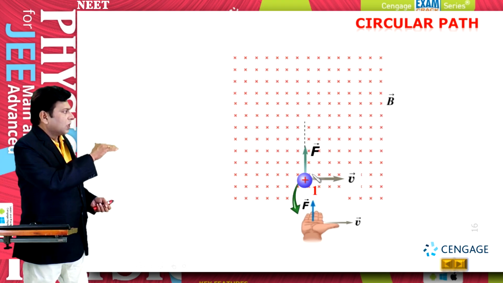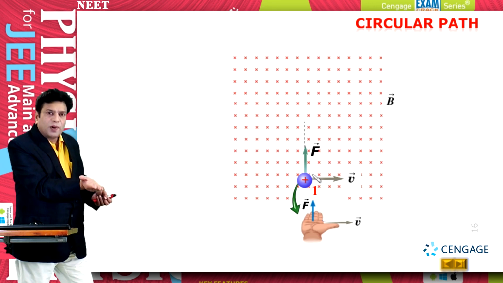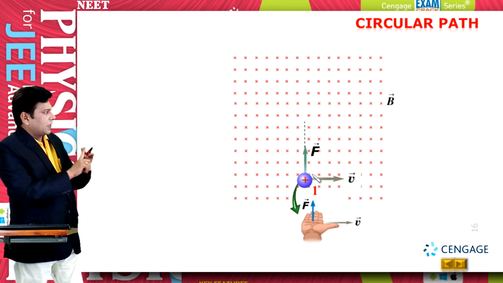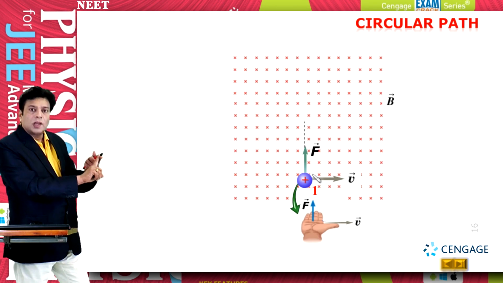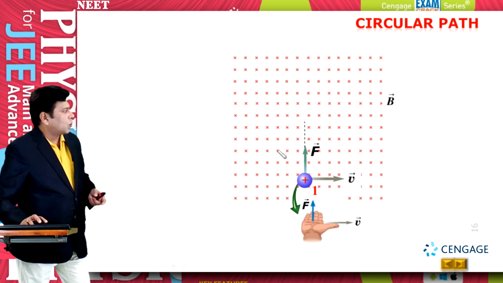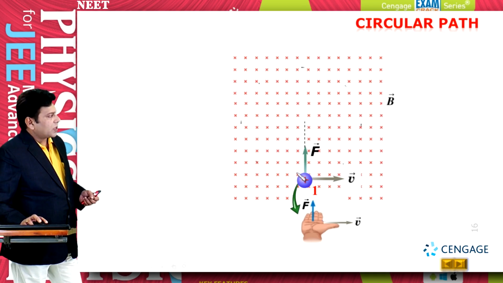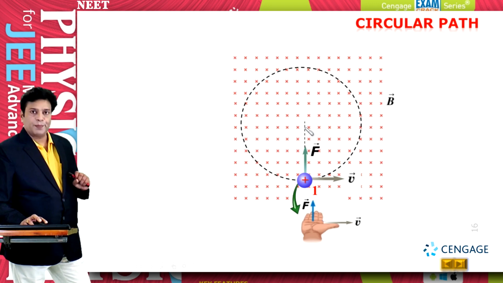Because of this force, the path of the charged particle will not remain straight. It will turn in the upward direction. Here you can observe the velocity is perpendicular to the force. That means the path of the charged particle will become circular. So this charged particle will start moving along a circular path like this. This is the line where the center of the circular motion will lie.